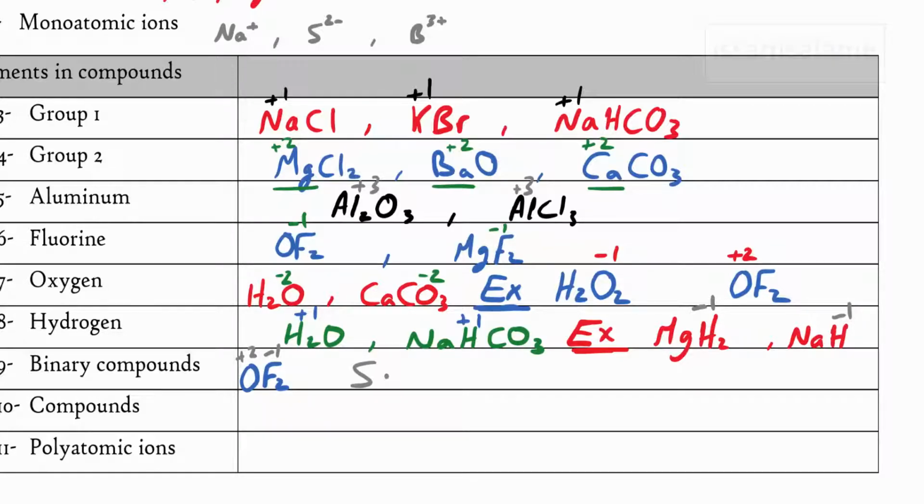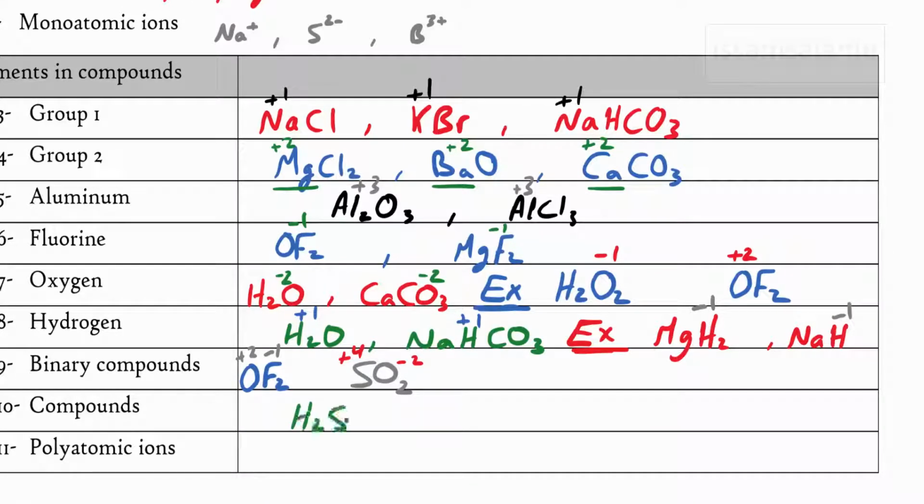Another example, sulfur dioxide. Since oxygen is more electronegative than sulfur, we assign the oxidation number first for oxygen, which is -2, and then we find the oxidation number for sulfur. Don't worry if you didn't get it, because we're going to practice a lot at the end of the video.